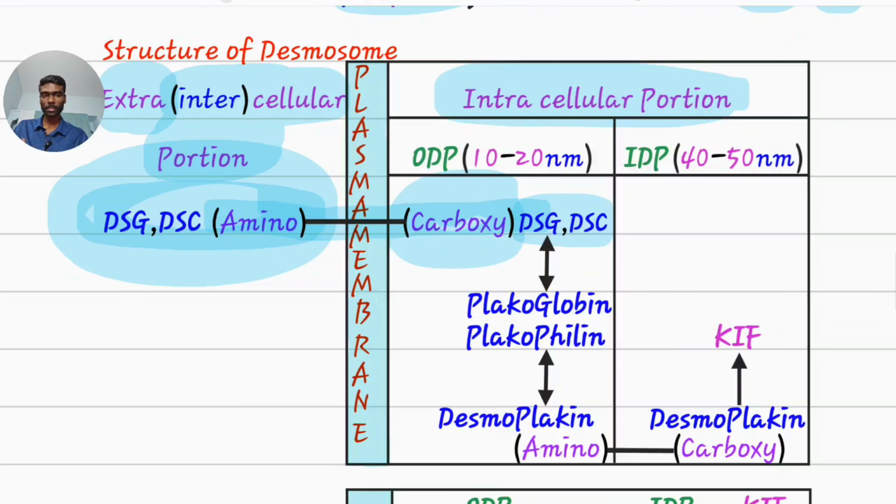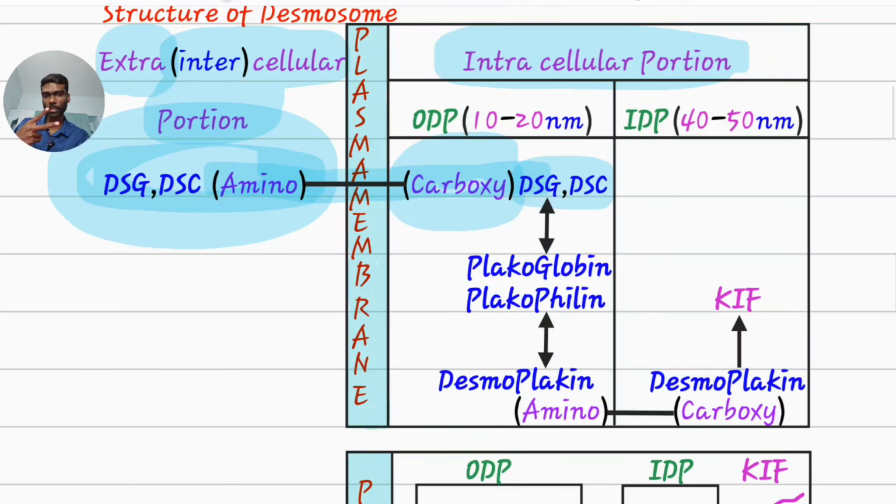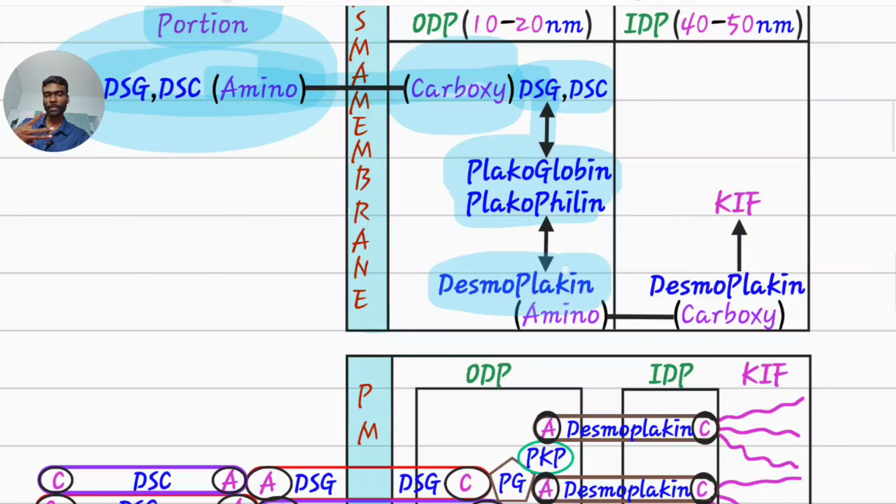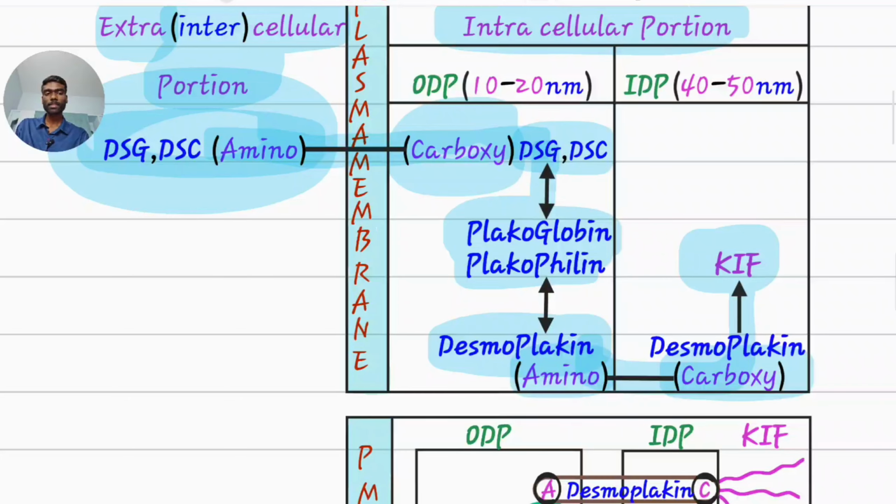This carboxy terminus attaches to second family. What is second family? Plakoglobin, plakophilin, which in turn binds to third family. What is third family? Desmoplakin. Here desmoplakin also has amino terminus and carboxy terminus. Finally, with the carboxy terminus, desmoplakin binds to keratin intermediate filament. This carboxy terminus of desmoplakin is present in inner dense plaque. Amino terminus of desmosomal cadherins, that is desmoglein and desmocollin, is present in extracellular portion.